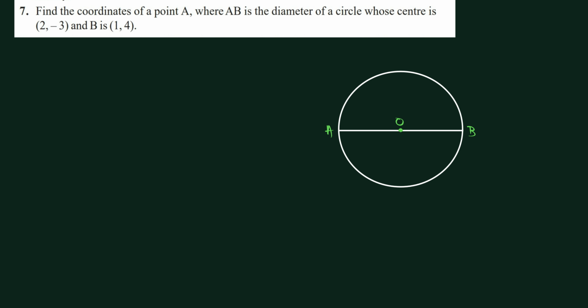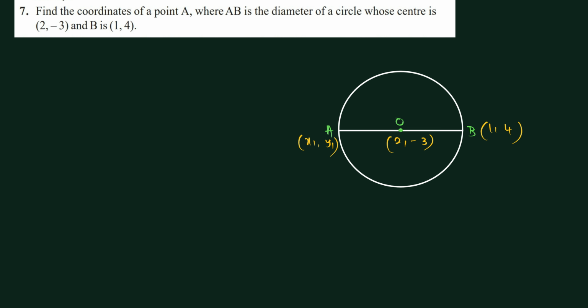They given that the point B is how much here? (1, 4). What is the center of the circle given here? (2, -3). We need to find the A value. We don't know the value x1, y1. What is the relation between A point, B point, and O point? O is the center of the diameter AB. So midpoint of diameter is equal to center of the circle. Remember, midpoint of diameter is equal to center of the circle.